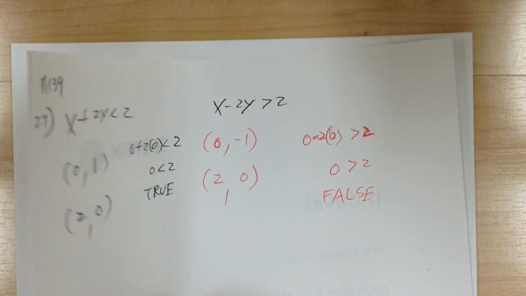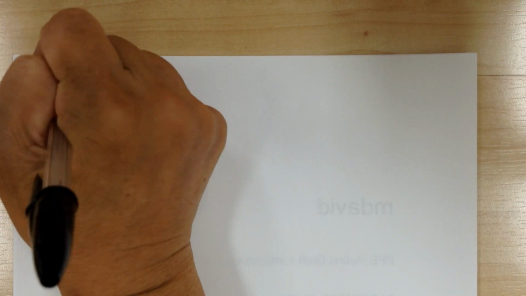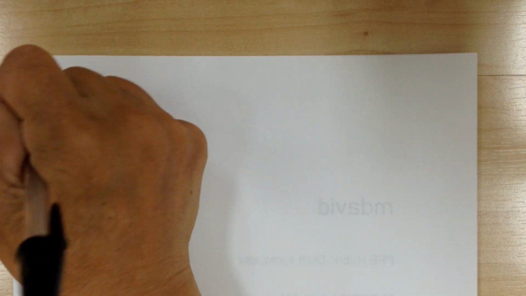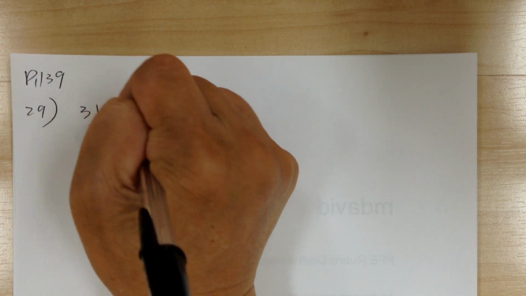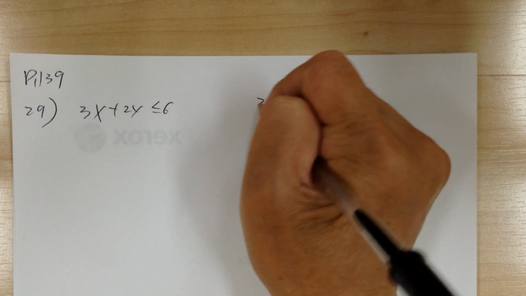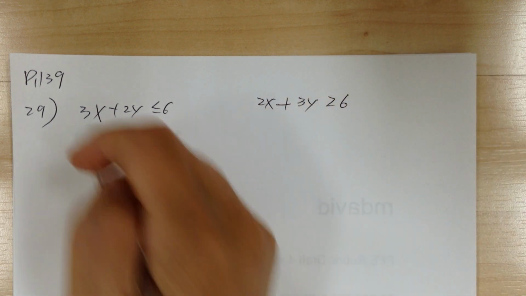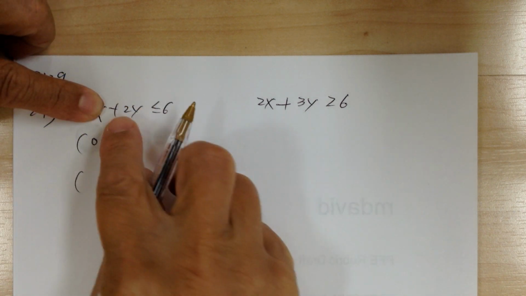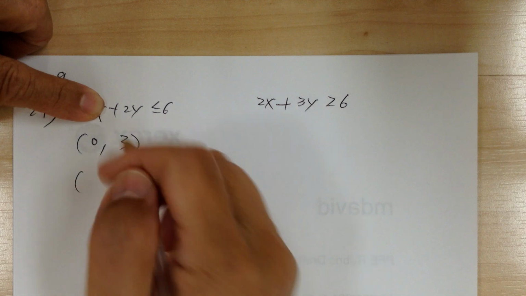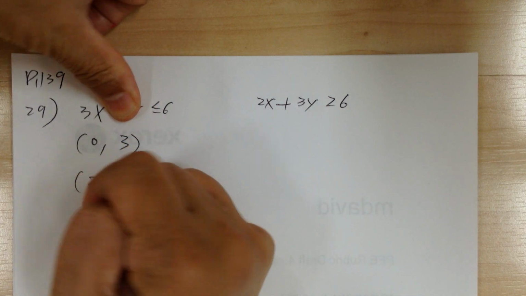Okay, let's go to the next one. Okay, you got 3x plus 2y less than or equal to 6. 2x plus 3y is greater than or equal to 6. Okay, so you can let x equal to 0, divide by 2, you get 3. Okay, let y equal to 0, so this is gone. Divide by 3, you get 2.